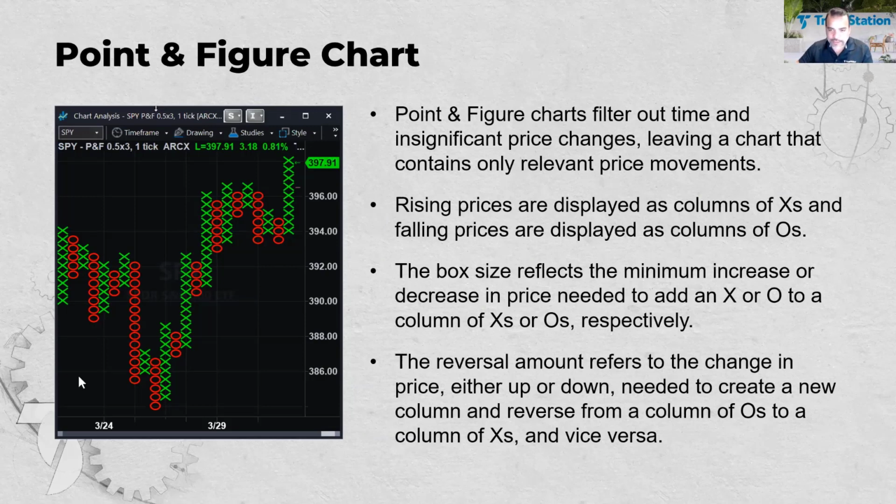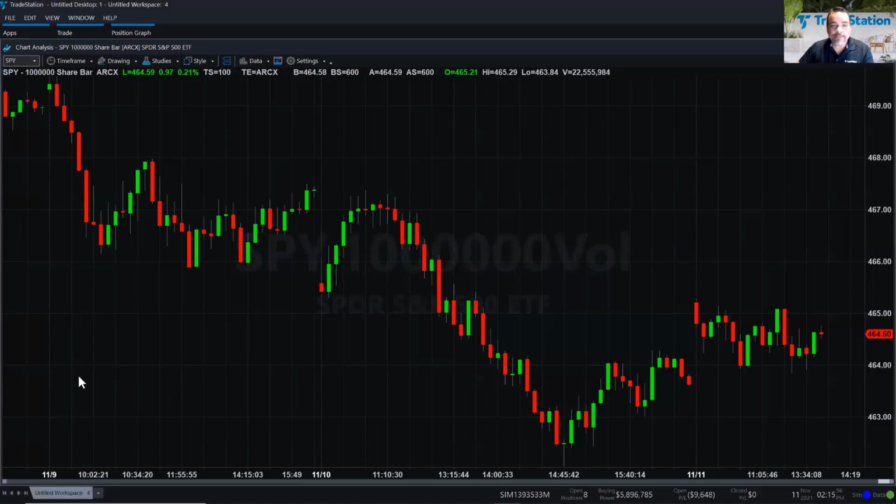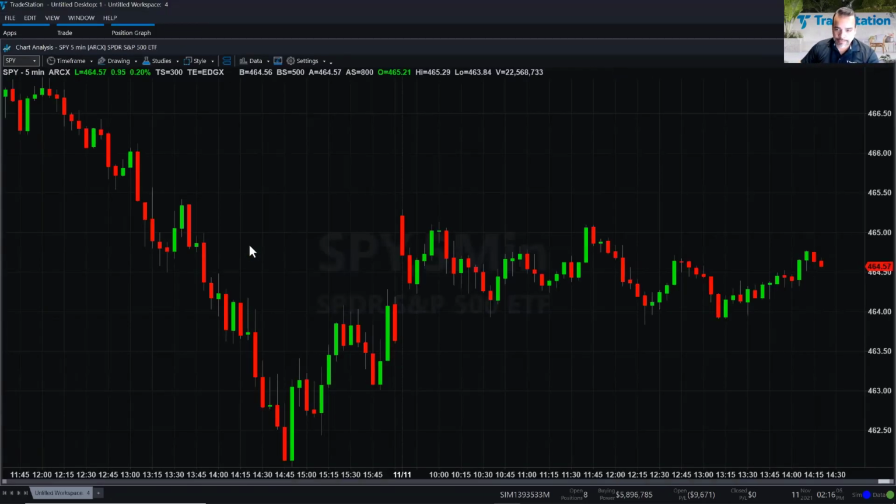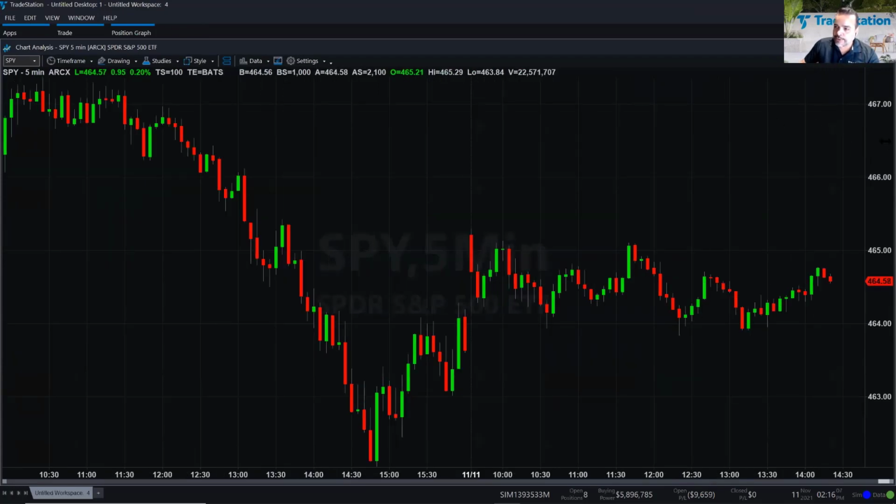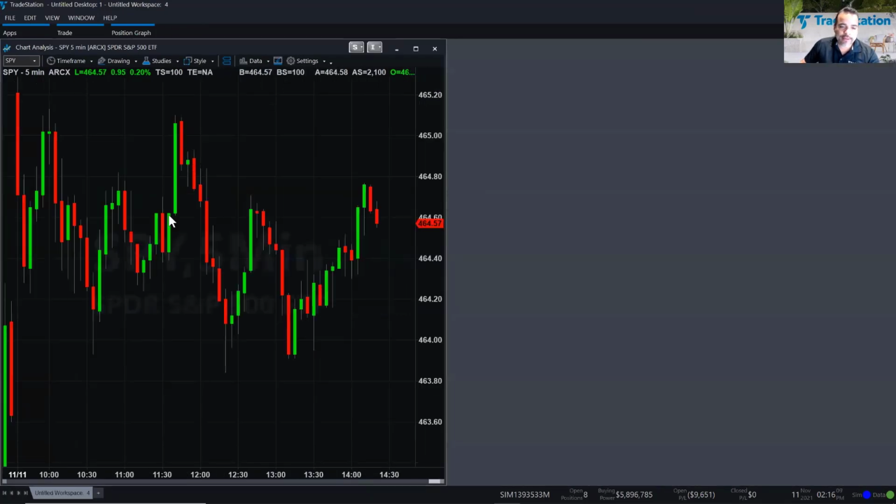So let's go back here to my TradeStation platform because it is important that we understand the box size and the reversal concepts of a point and figure. I'm going to turn this chart into a 5-minute chart of Spider again. I'm going to resize it because I want to have Spider on one side and Spider on the other side set on a price-based chart so you can see the difference. It's always wise to compare these charts side by side so you can see the effect that a price-based chart may have on the overall market.